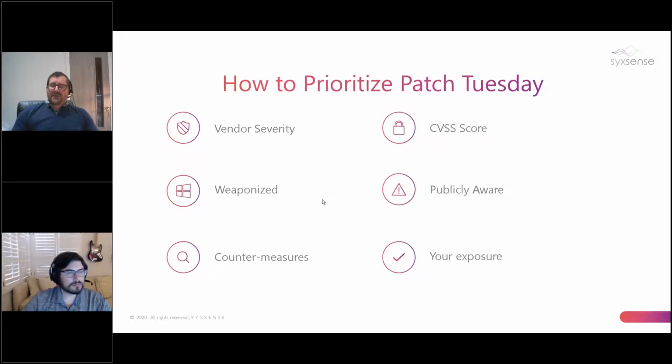The only thing we can't help you with, unless you're a Sixth Sense customer, is your exposure. So if your exposure is high and you have all of these other factors, you should definitely be prioritizing these. And all you need to do is, from our site where we publish these, pop the CVE number into your toolset and start deploying that as soon as possible.